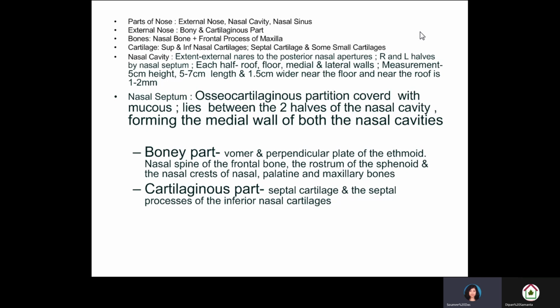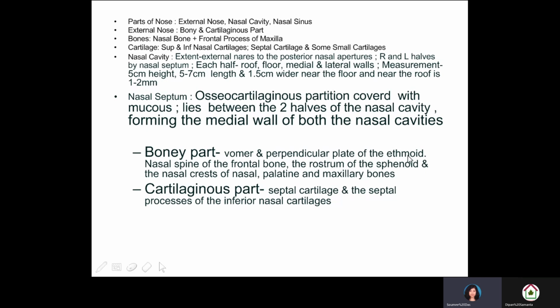Okay, the measurement is 5 centimeter in height. 5 centimeter means what? 5 centimeter means 2 inches. 2.5 centimeter makes 1 inch, so 5 centimeter is about 2 inches. Each is 5 to 7 centimeter in length. And it is 1.5 centimeter wide near the floor, and near the roof it is 1.2 millimeter. Okay, next is the nasal septum.